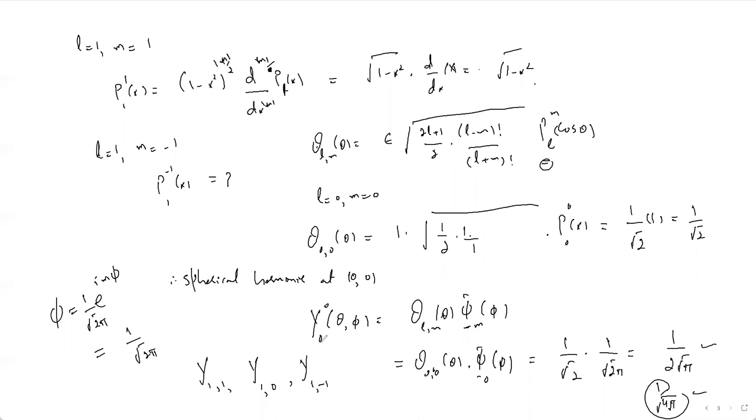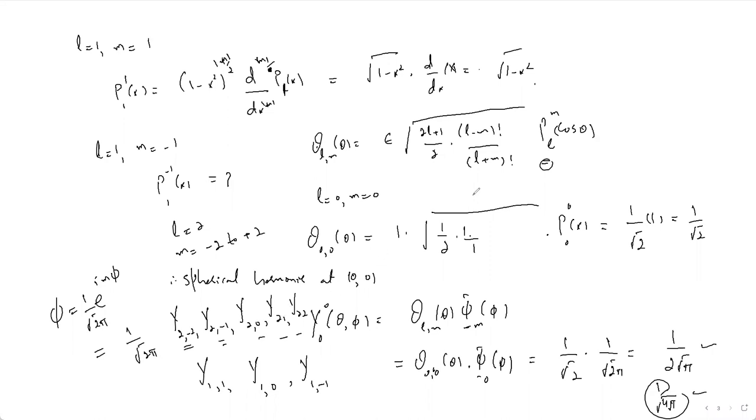Similarly, for example, if L is equal to 2, you know that m can take values from minus 2 to plus 2 through 0. So what will be the different harmonics in that case? They will be Y 2 minus 2, Y 2 minus 1, Y 2 0, then you can have Y 2 1 and Y 2 2, five values like this.